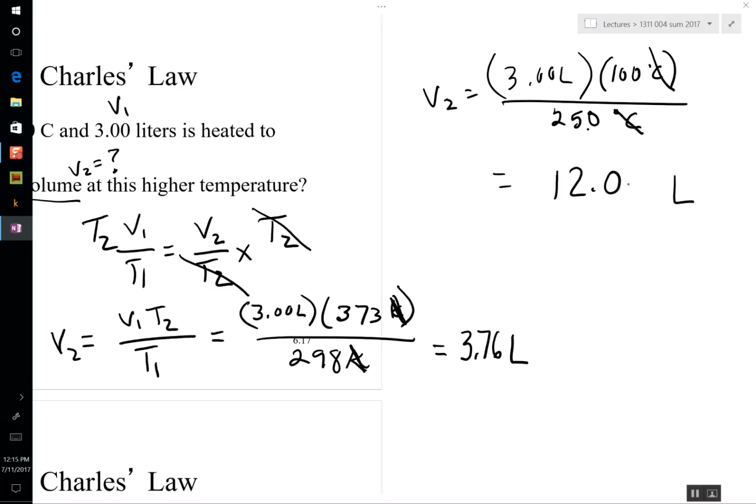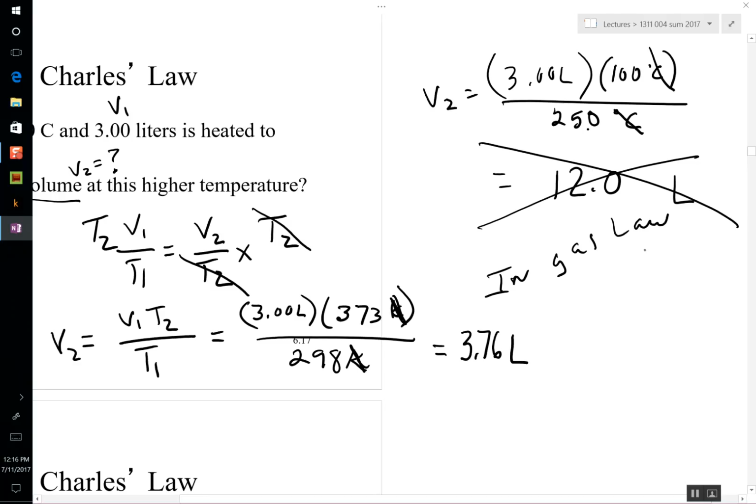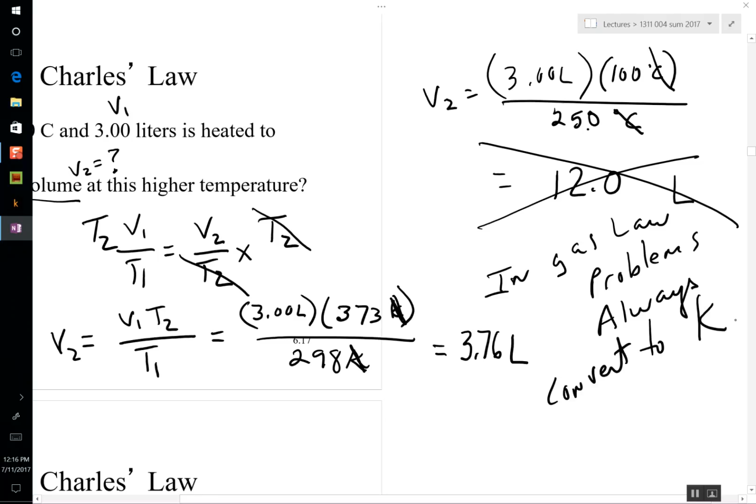You started at 298 Kelvin. You raised it to 373 Kelvin. That was incremental. You didn't even double the temperature, and it looks like you quadrupled it. So by quadrupling it, you come up with this wrong answer. Okay, so in gas law problems, always convert to Kelvin. And let me just make a point about that.